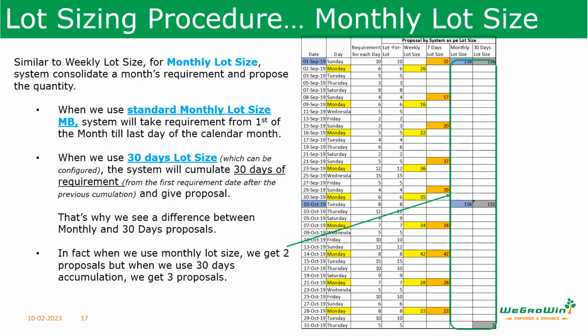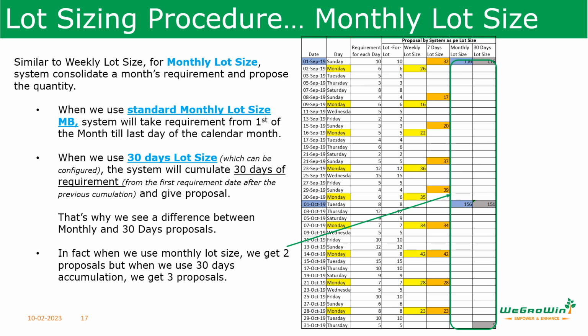Similarly, we have monthly lot size also. In monthly lot size, the system will consolidate all requirements in the month. Here also we have the standard monthly lot size MB. Standard monthly lot size means it will take the requirements starting from the first of the month until the end of the month. All these will be consolidated, and the system will propose that it will be available on the first of the month.